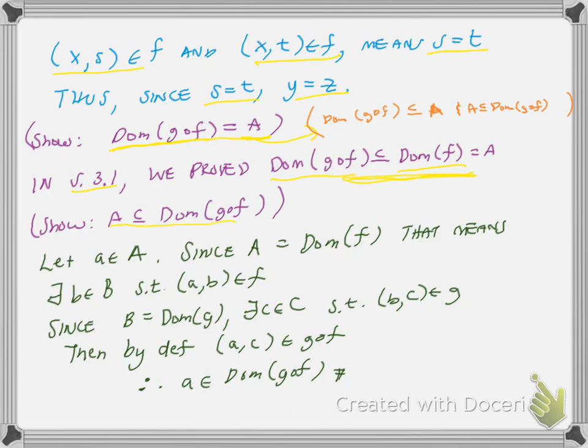So now we just need to show that A is a subset of the domain of G composed with F. We'll let little a belong to the set A. Since A is equal to the domain of F, that means there exists a B such that (a, b) belongs to F, right? If we're saying A is in A and it's a function, then it's well defined. So since B is equal to the domain of G, there exists a C such that (b, c) belongs to G. Then by definition, (a, c) has to belong to G composed with F. And therefore, a belongs to the domain of G composed with F.